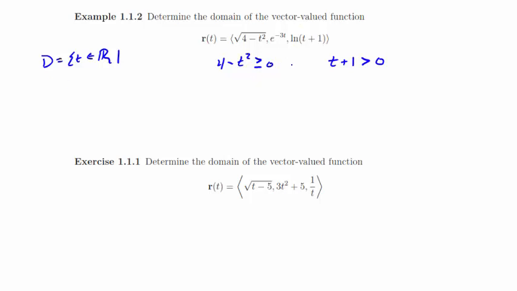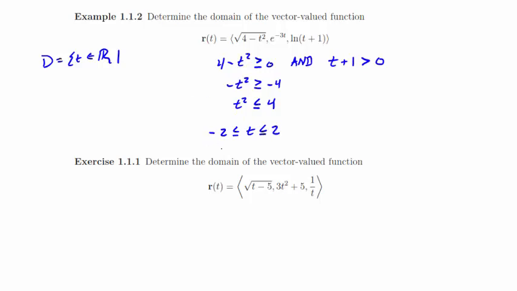For our domain, we need all of these to be true, so I'm going to put the word and right here. We need this to be true, and we need this to be true. And we're going to solve each of these. So here I can say negative t squared is greater than or equal to negative 4. T squared is now less than or equal to 4. And we flip the inequality here because I divided by negative 1. And this actually shows that negative 2 is less than or equal to t is less than or equal to 2.